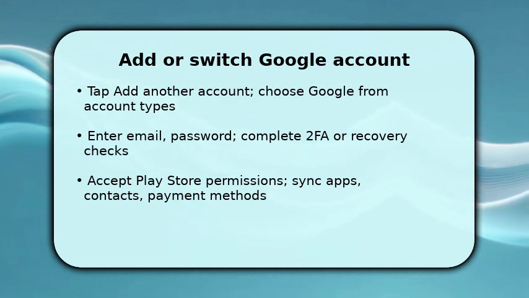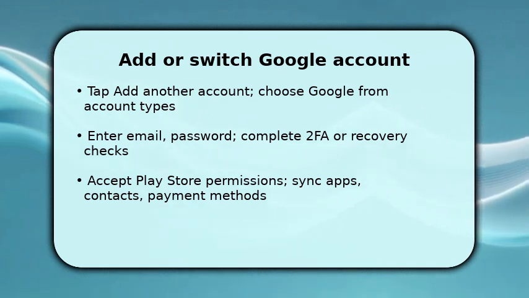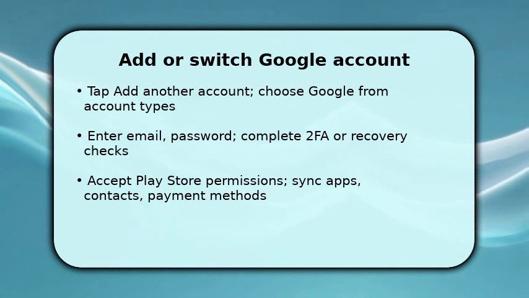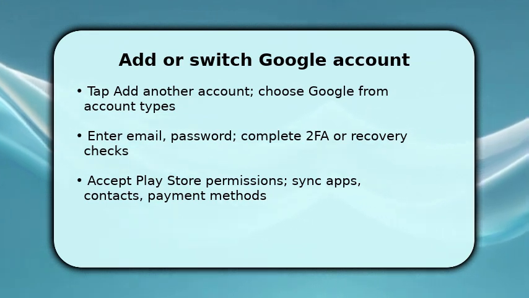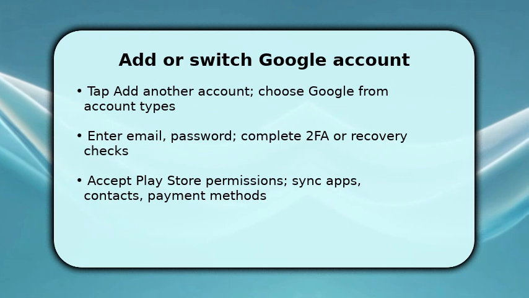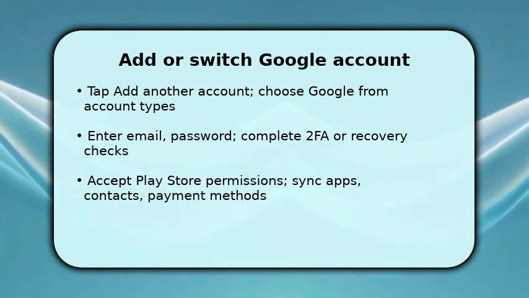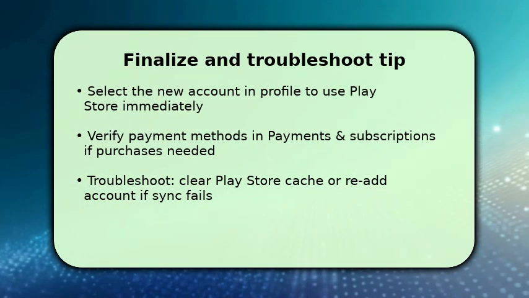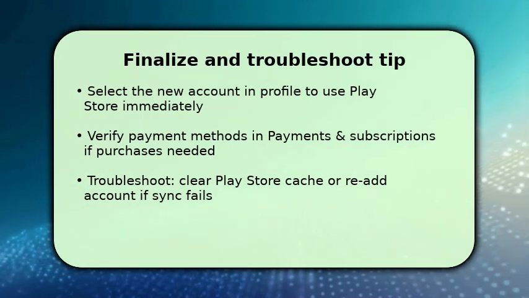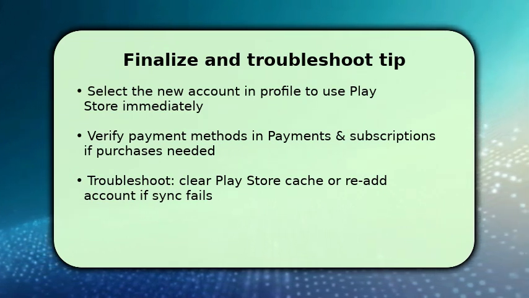After signing in, approve the permissions Play Store asks for. These control app sync and payment linking. Once approved, the account will appear in the profile menu and begins syncing app data automatically. Finish by selecting the new account from the profile menu so Play Store uses it for downloads and purchases.